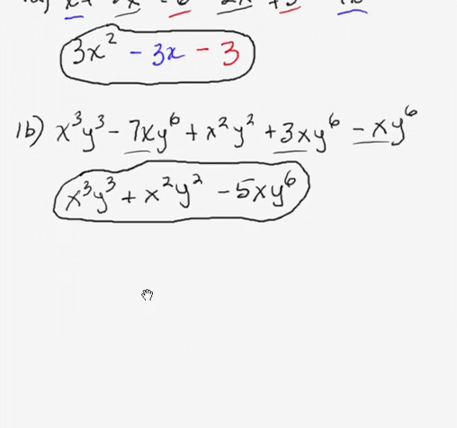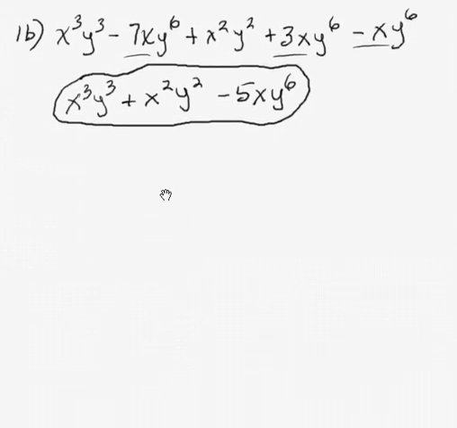All like terms that are the same have been simplified and combined and added or subtracted, and it's in descending powers of x. I know y to the 6th is larger than y to the 3rd, but we usually go alphabetical order. So x to the 3rd, x to the 2nd, x to the 1st.